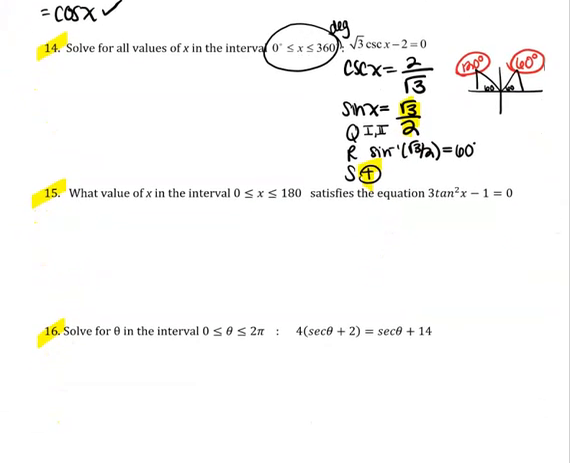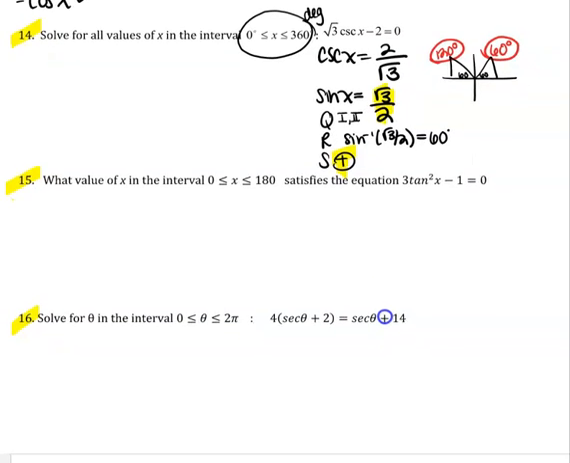All right, moving on to question 15. What value of x in the interval of 0 to 180, interesting, satisfies the following equation? All right, so this one's a little bit more limited of a scope, so we're only going to look in quadrants 1 and 2, so I'll keep that in mind when I'm getting to my solving. Now, I'm going to isolate the tangent squared first. So tangent squared of x is going to equal 1/3, just by adding the 1 and dividing by 3.